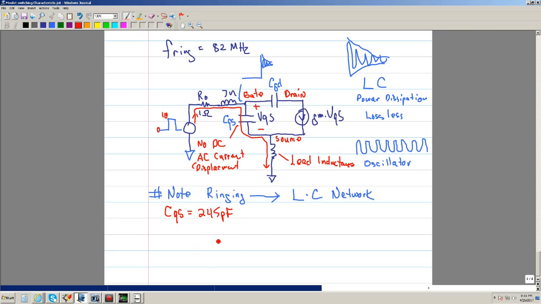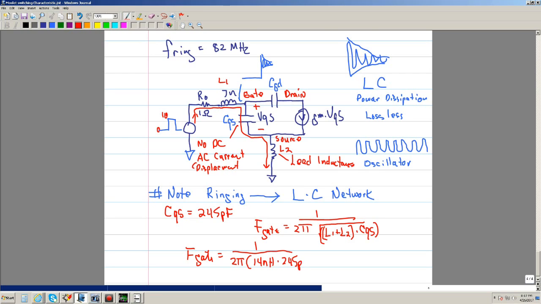Now, since we have two inductors, and remember, this is the lead inductance, if it rings, then you should be able to predict that frequency by using this formula. Let's say this is L1 and this is L2, so we can say L1 plus L2 times CGS. Let's go ahead and plug in some numbers: it'd be 14 nanohenries times 245 picofarads. Let's see what kind of numbers we get.